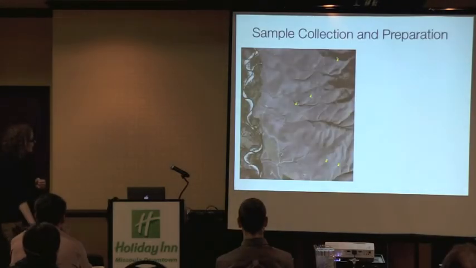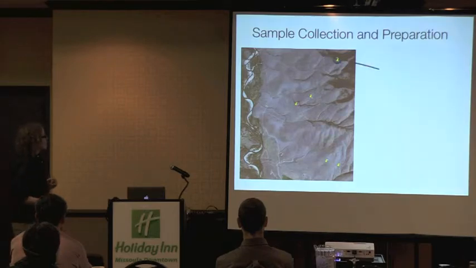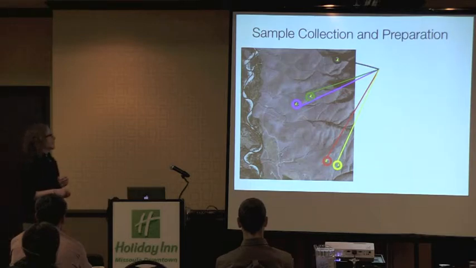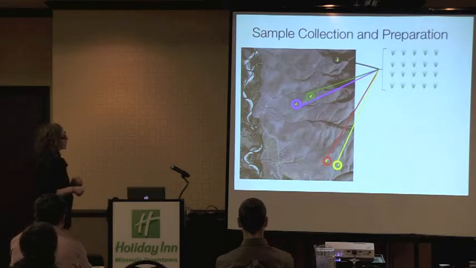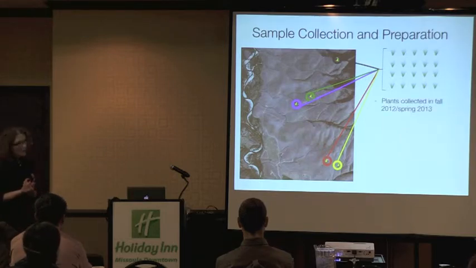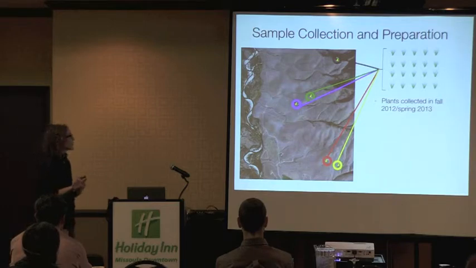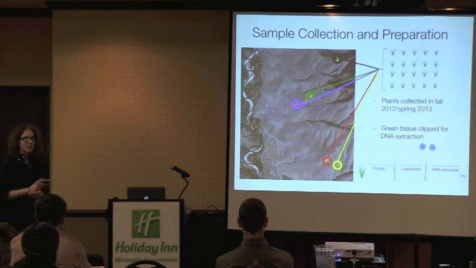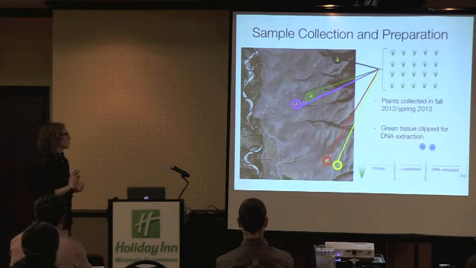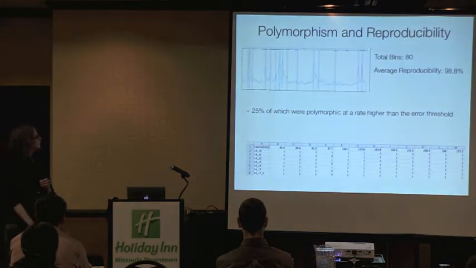So we evaluated AFLP variation in 5 populations collected across the ranch, as you see here. And those colors are going to mean something in just a minute. We have approximately 20 samples per site that we evaluated. They were collected in the fall of 2012 or the spring of 2013. Green tissue was clipped for DNA extraction, frozen immediately, lyophilized to stabilize, and then extracted with a QIAGEN kit. So that genomic DNA is what goes into the process that I just described.